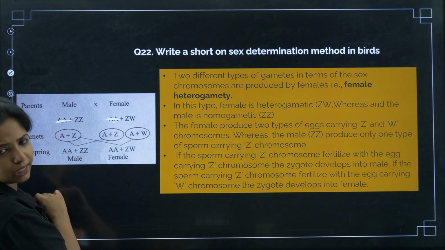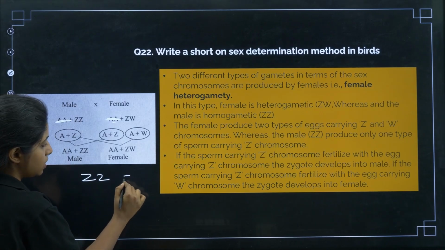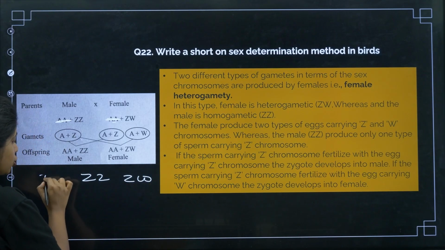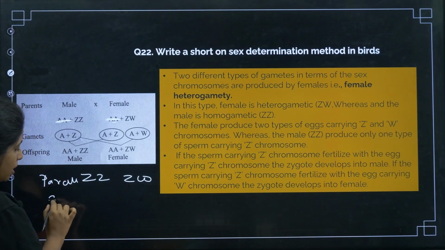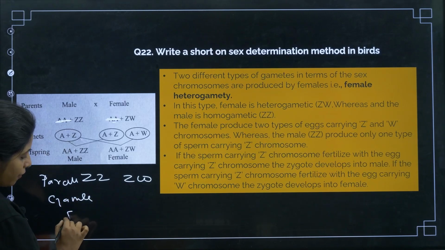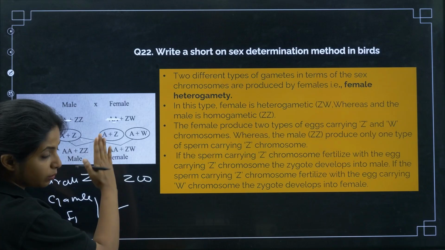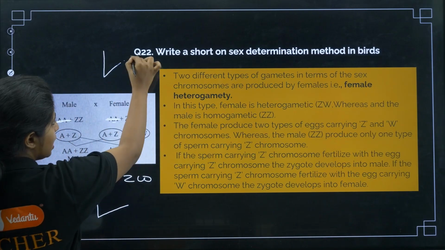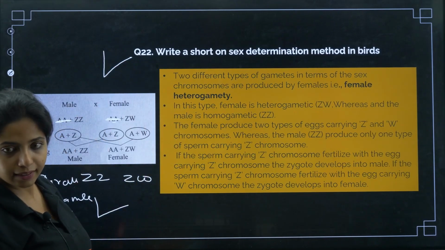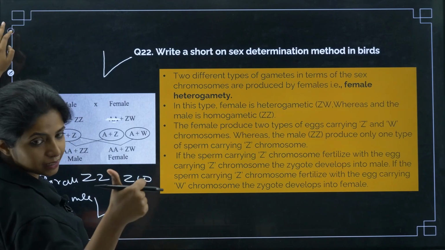Okay, you don't have to write about autosomes, just write ZZ and ZW, and that will be more than enough. Make sure you're writing parents, then you're writing gametes, and then you're writing the F1 generation. Please make sure of that, and you have to cross it with proper lines. Don't do otherwise. Okay, that's all clear.